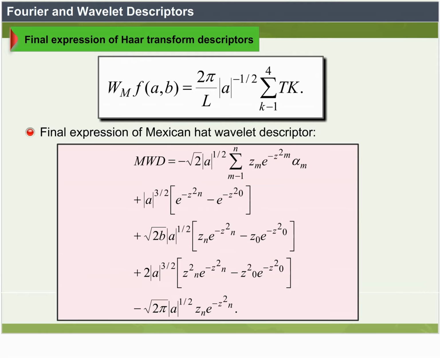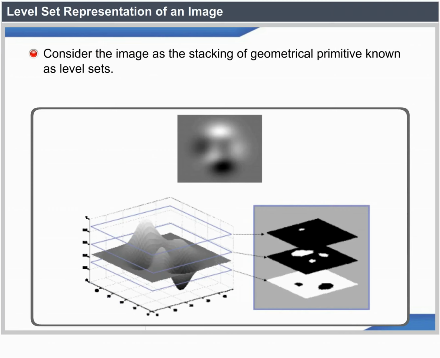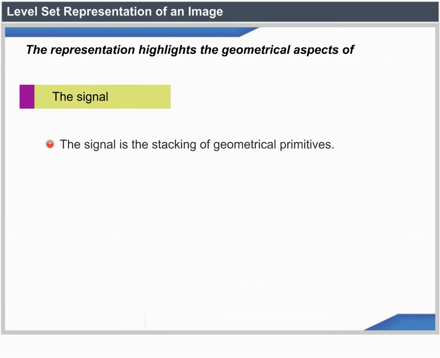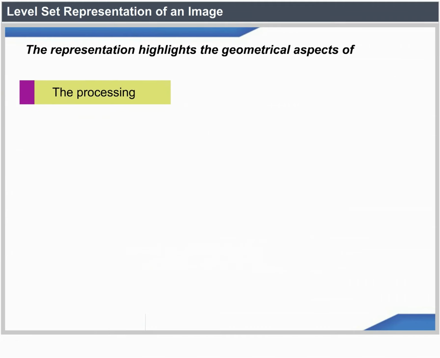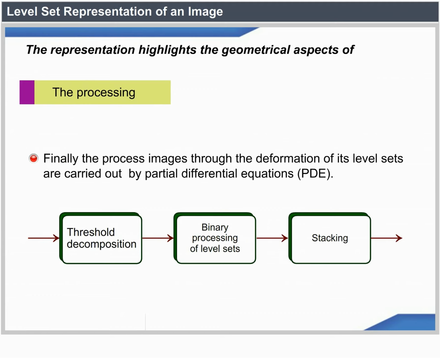Level set representation of an image. Consider the image as a stacking of geometrical primitives known as level sets. The representation highlights the geometrical aspects of the signal. The signal is a stacking of geometrical primitives. In binary processing, one can process the level sets and reconstruct the images. Finally, the processing of images through the deformation of its level sets is done by partial differential equations, PDE.